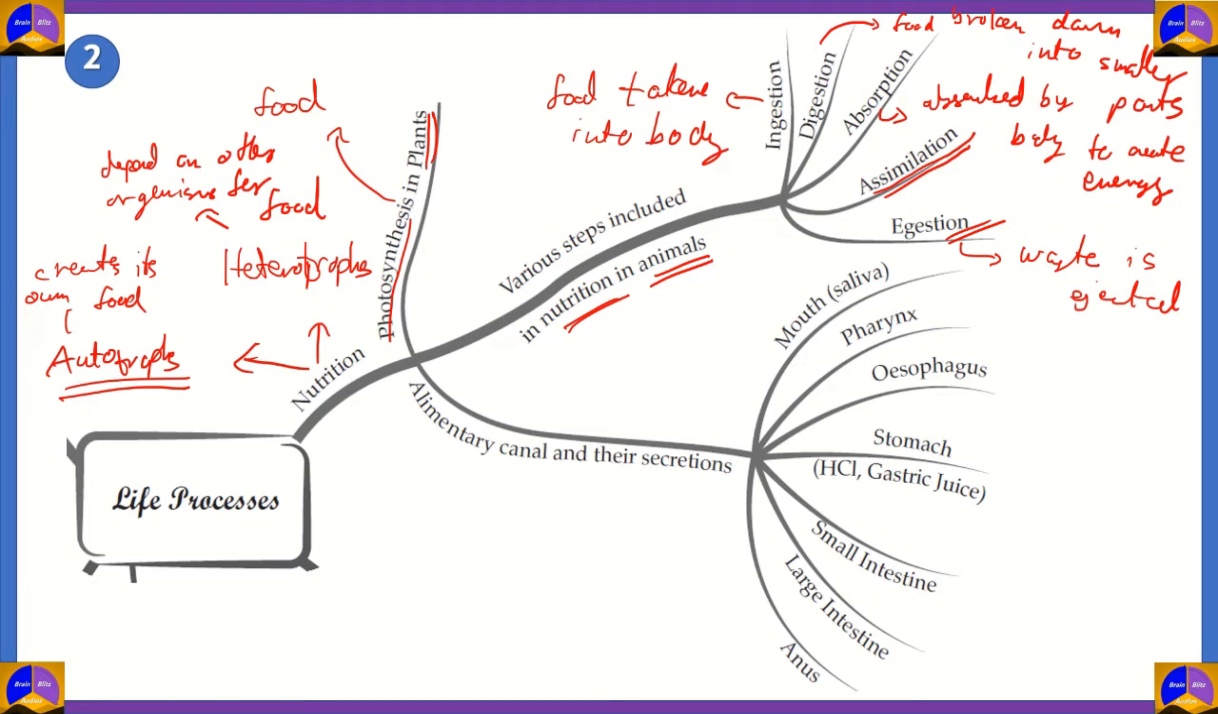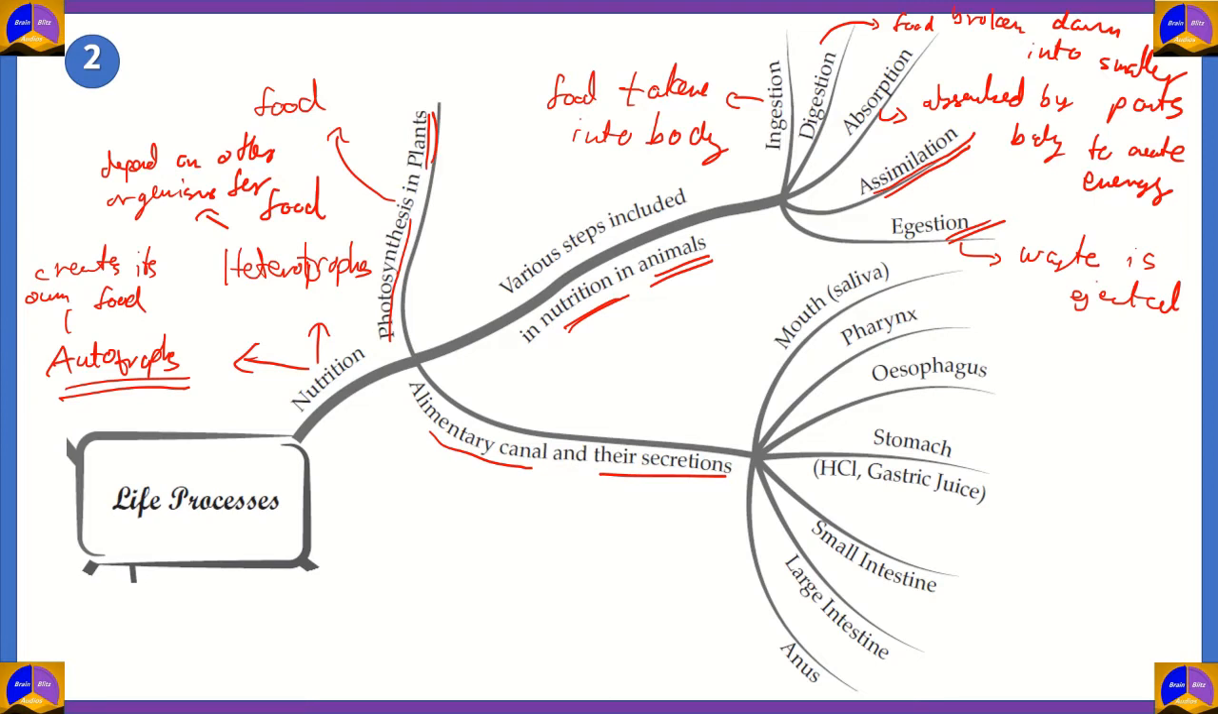So in animals, we have egestion taking place through the anus, and that's how we find cases of egestion. So in order to focus ourselves on nutrition in human beings, let's look at the alimentary canal and its secretions.